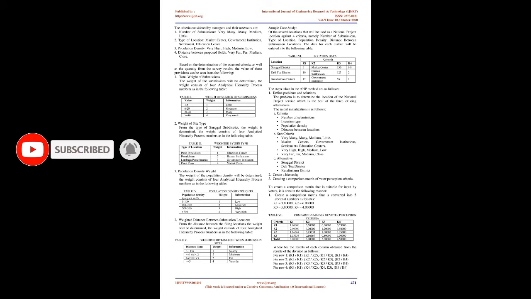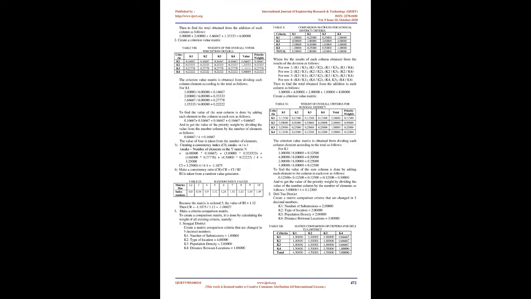6. Looking for a consistency index, CI. CI equals (λmax - n)/(n - 1). Information: CI equals consistency index. λmax equals eigenvalue maximum. N equals many elements. 7. Finding the value consistency ratio, CR. CR equals CI/RI. Information: CR equals consistency ratio. CI equals consistency index. RI equals random index.